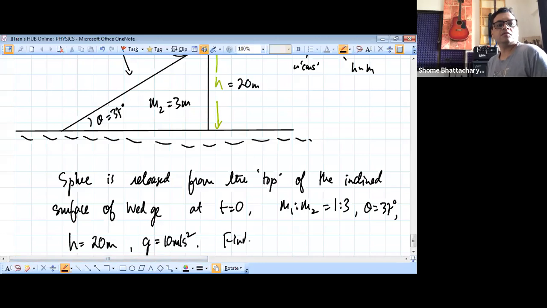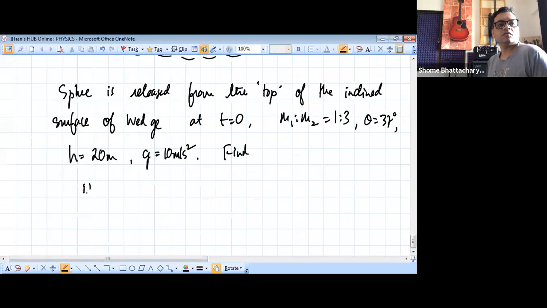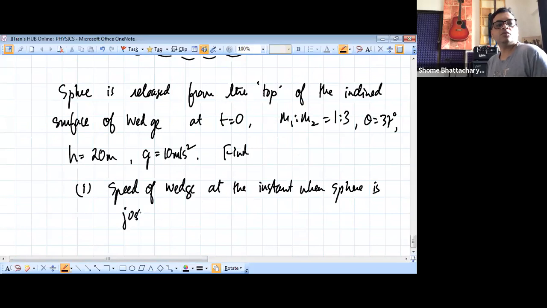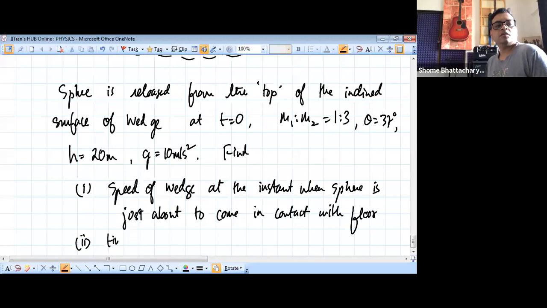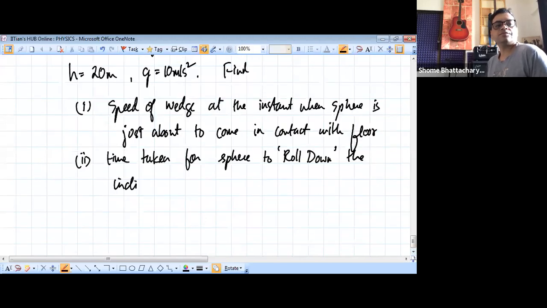You have to find the speed of the wedge at the instant when the sphere is just about to hit the ground, just about to come in contact with the floor, and the time taken for the sphere to roll down the inclined surface.